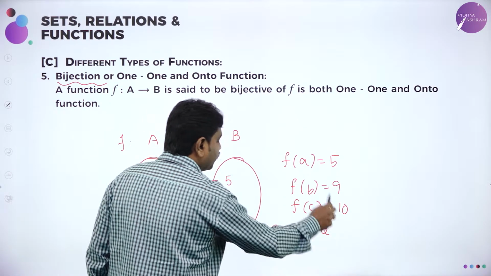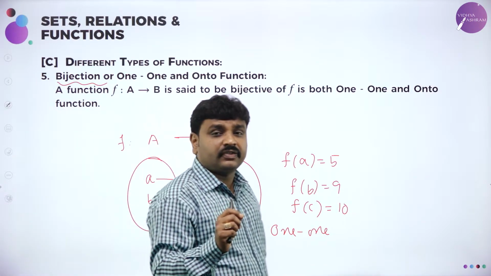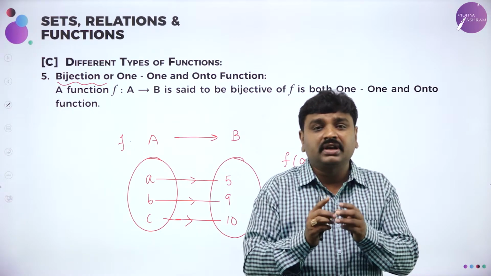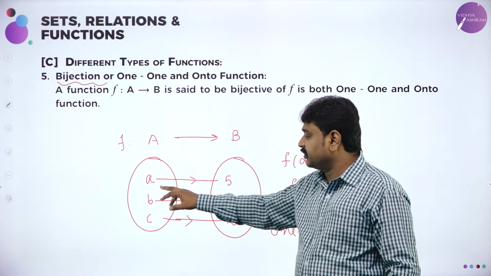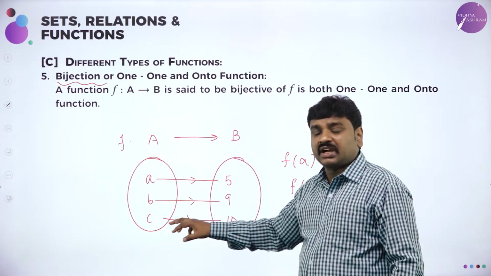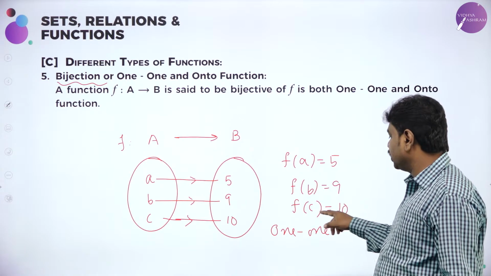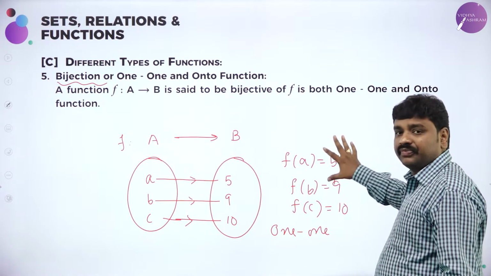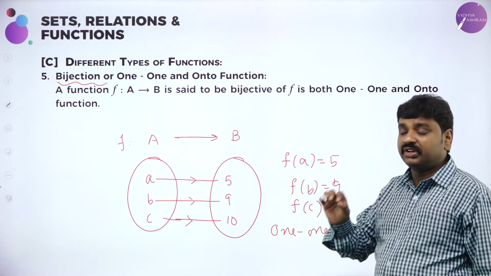What is meant by 1 1 function? A function is said to be 1 1 function if different elements in domain have different images. Now, the domain means first set. In first set, we have 3 elements. All 3 elements are having different images. Image of A is 5, image of B is 9, image of C is 10. They are not equal. A is not equal to B is not equal to C. Therefore, it is 1 1. Different elements with different images.